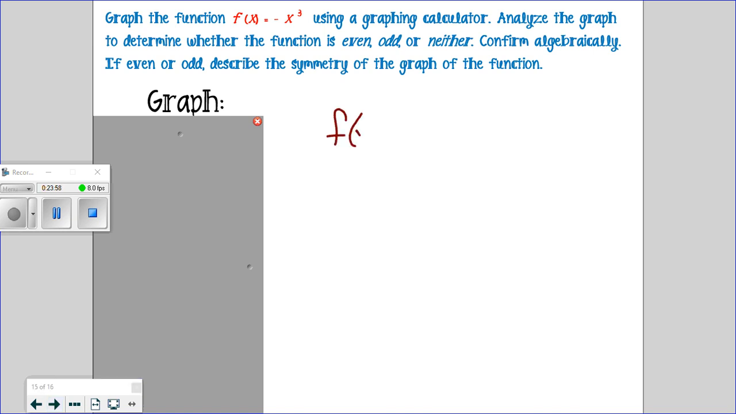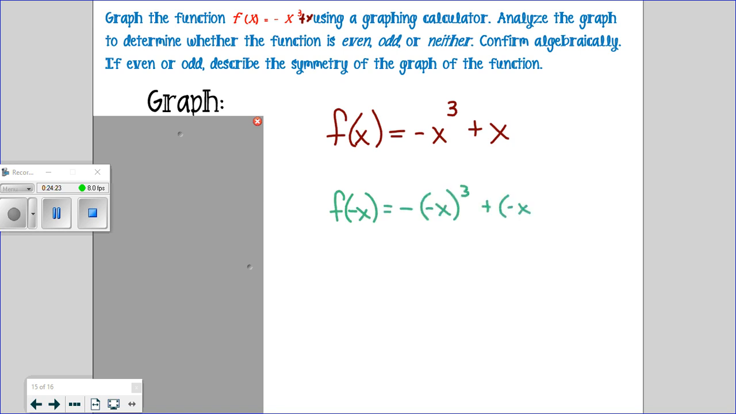Let's change that function. Instead of f of x equals negative x cubed, let's make it negative x cubed plus x. Let's make it a little bit longer of a function so we can look at something more than just one term here. Okay, so then I plug in my negative x. I clean it up.